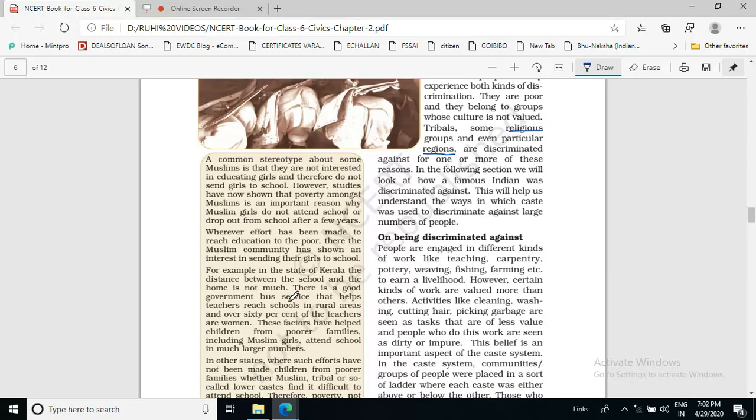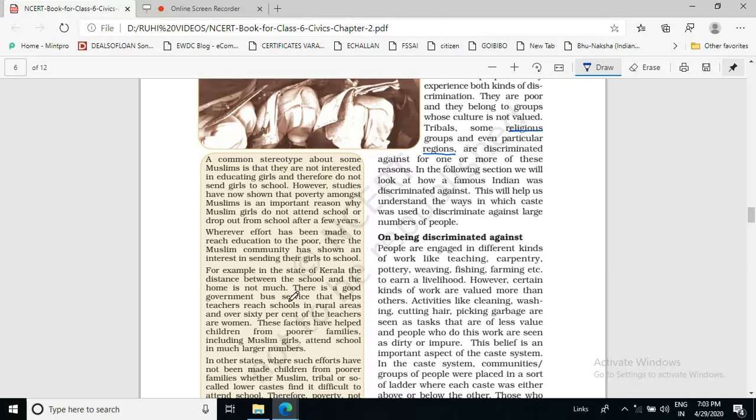So what happens is that in such types of studies, what we find is that poverty amongst Muslims is an important reason why Muslim girls do not attend school or drop out from schools after a few years. It came to light that if fewer Muslim girls are attending school, or they drop out from school after a few years of schooling, the reason behind this is they are poor. Poverty is the most important reason for the Muslims for not sending their girls to school or dropping out their girls from school after a few years.